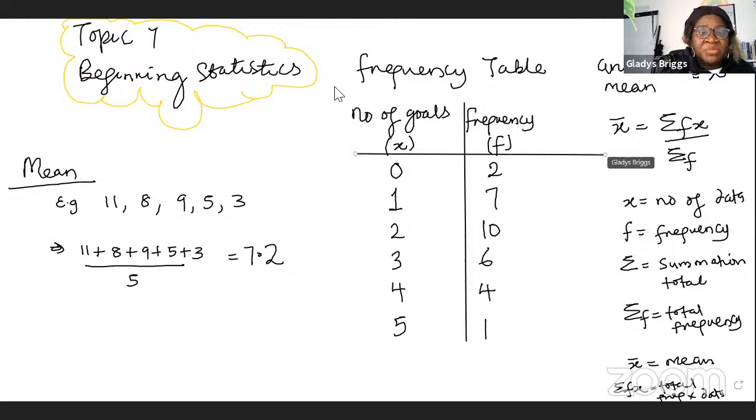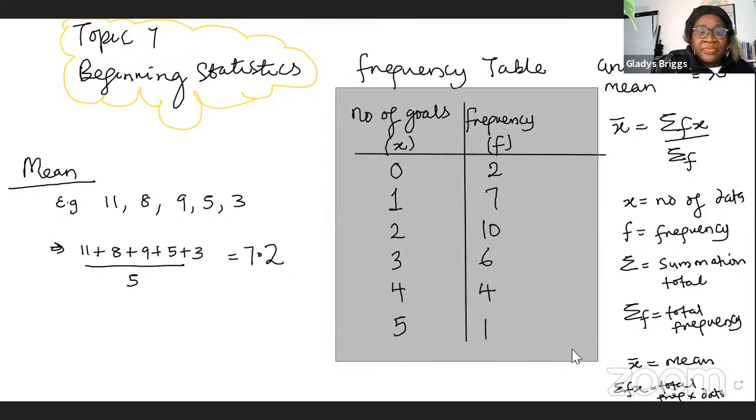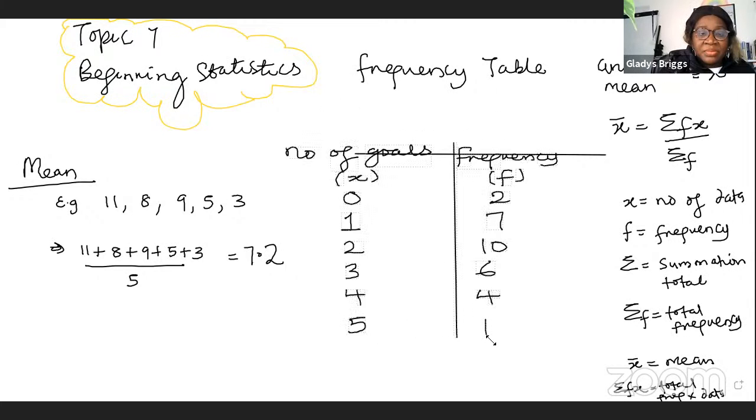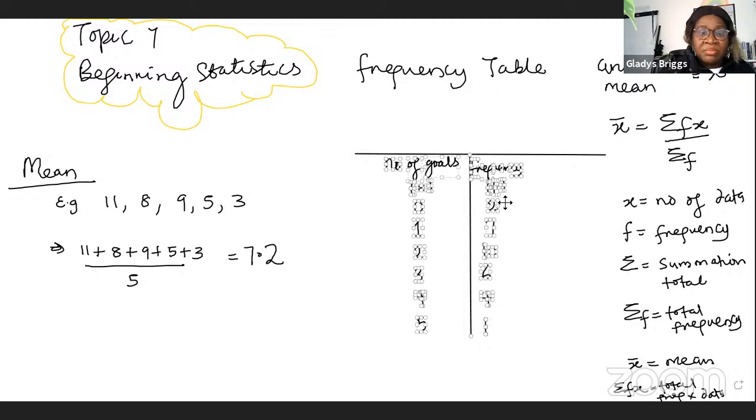Let me make everything smaller here. Maybe it can fit in, because right now everything is so big.